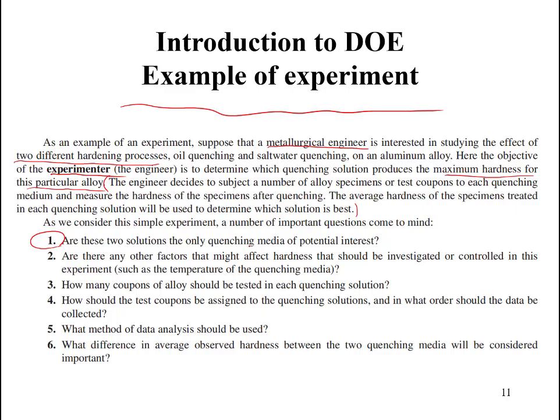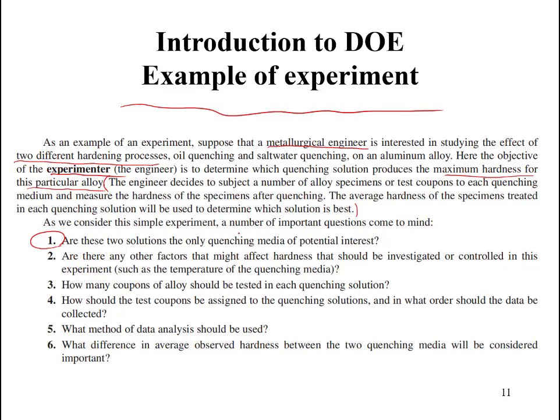Are we limited to these two methods, or can we have other methods better than these two, or at least other methods to be included in our study, in our experiments here? The second question is, are there any other factors that might affect hardness that should be investigated or controlled in this experiment, such as the temperature of the quenching media?